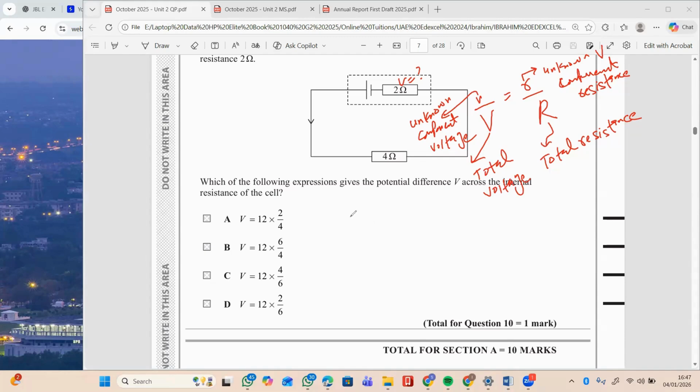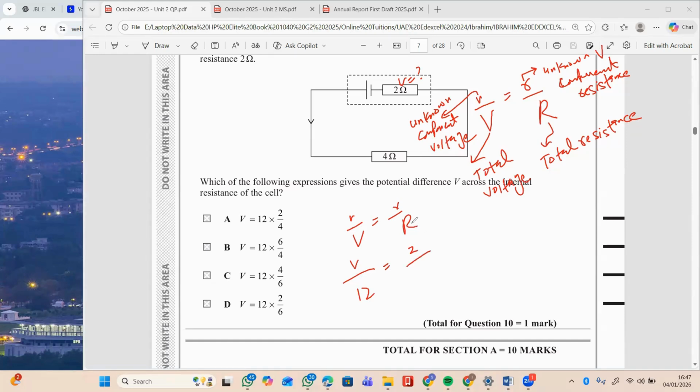So I am replacing small v over capital V equals small r over capital R again. So small v is unknown. Capital V is the total voltage. The total voltage is definitely 12, which is given in the question. Now small r is 2 for the unknown component. You don't know the voltage, but you know the resistance of that unknown voltage component resistor, which is the internal resistance.